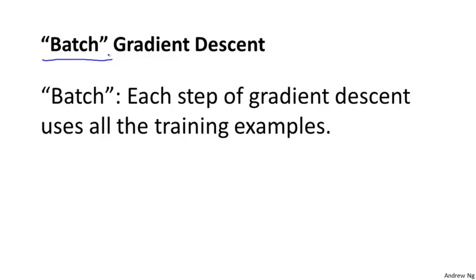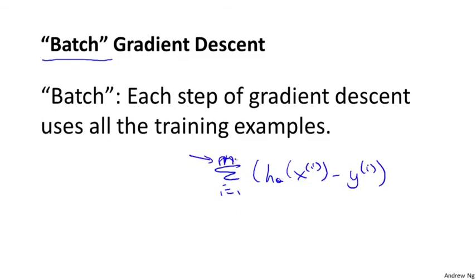So in gradient descent, when computing derivatives, we're computing these sums. In every step of gradient descent, we end up computing something like this that sums over all m training examples. And so the term batch gradient descent refers to the fact that we're looking at the entire batch of training examples. Again, this is maybe not a great name, but this is what machine learning people call it.